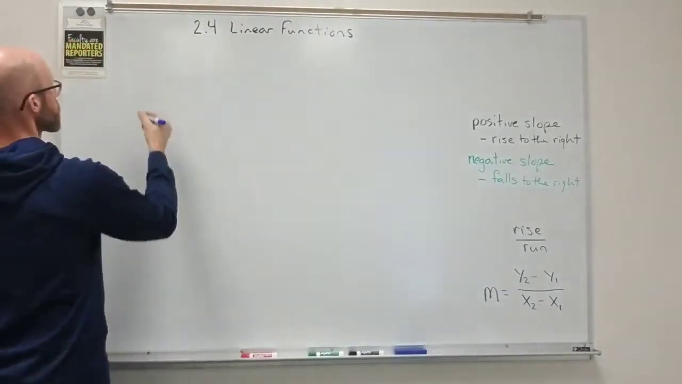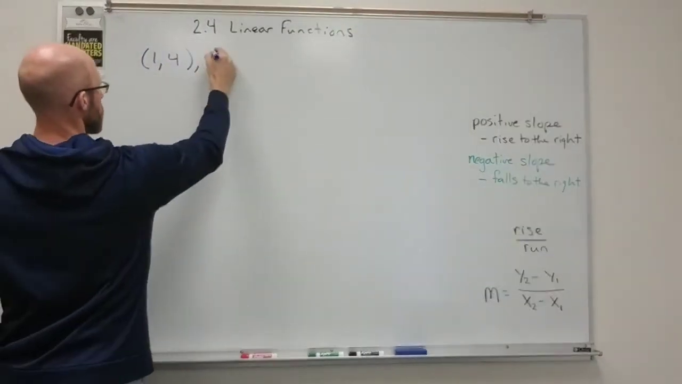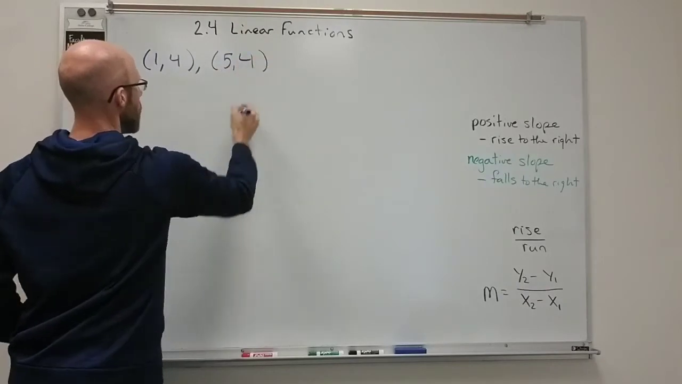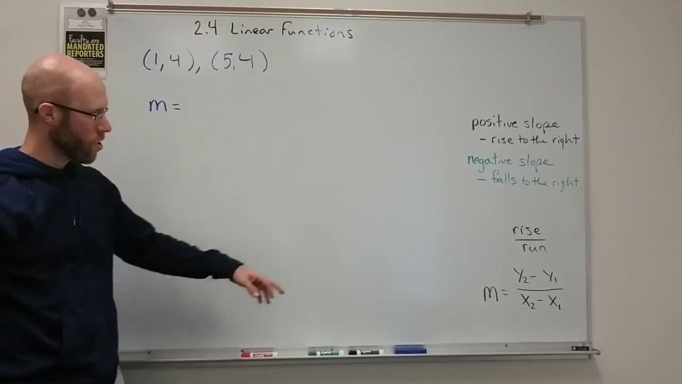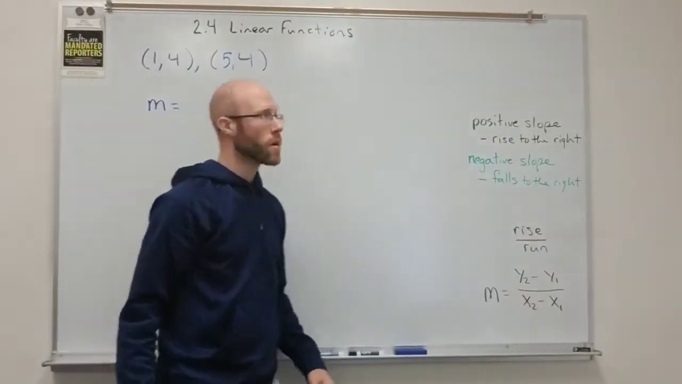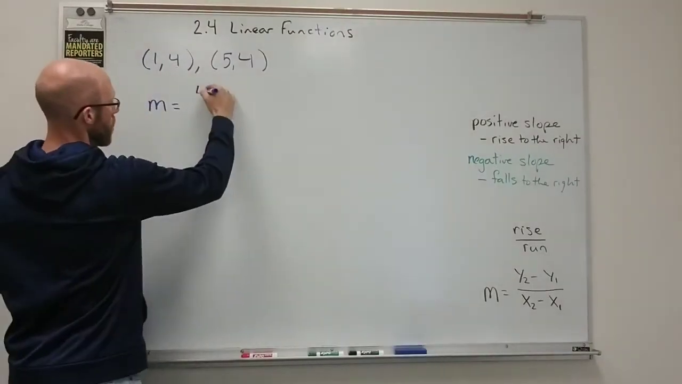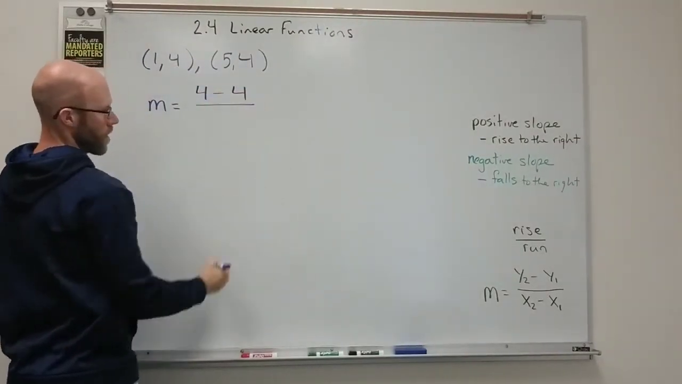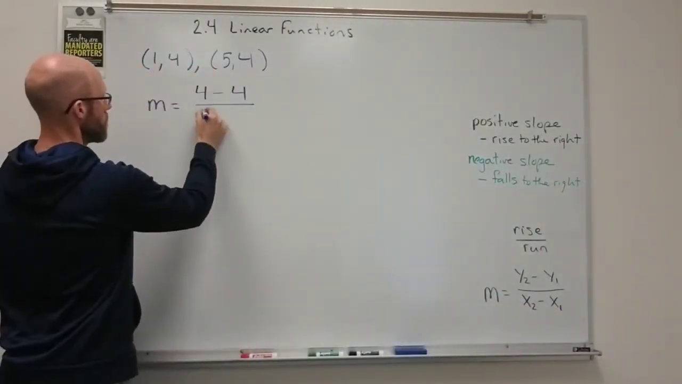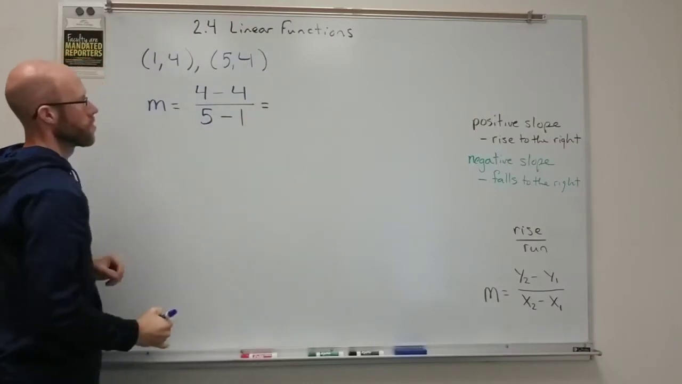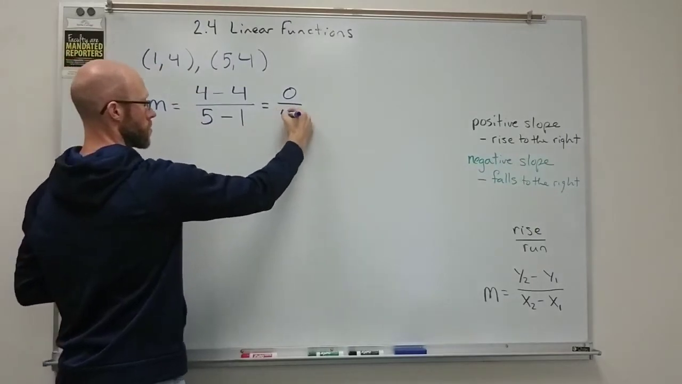Let's look at 2 points. We'll go with (1, 4) and (5, 4). In this example, again, looking at the slope, I want y2 minus y1. So we go with y2 is 4, y1 is also 4. And then x2 minus x1 is going to be 5 minus 1. When I simplify those, 4 minus 4 is 0, 5 minus 1 is 4.